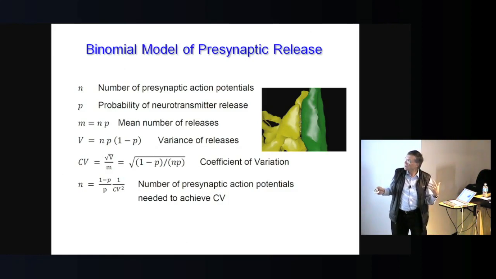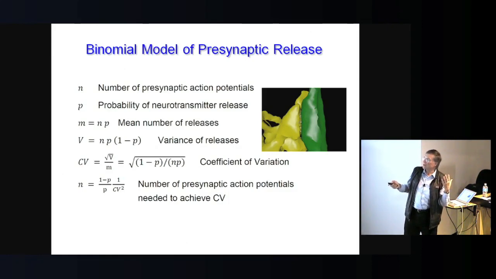I won't go through the numbers. It's a binomial model where you have n action potentials with a probability of release p. The question is, what's the CV? Here it is as a function of n and p. Then you can solve that for n, the number of action potentials you need in order to achieve a CV of this size, which is small. So this is going to be a large number, and it also depends on p. For the small synapses, both numbers are small. P is small, like a tenth, and CV is small, so it's going to require a lot of action potentials.